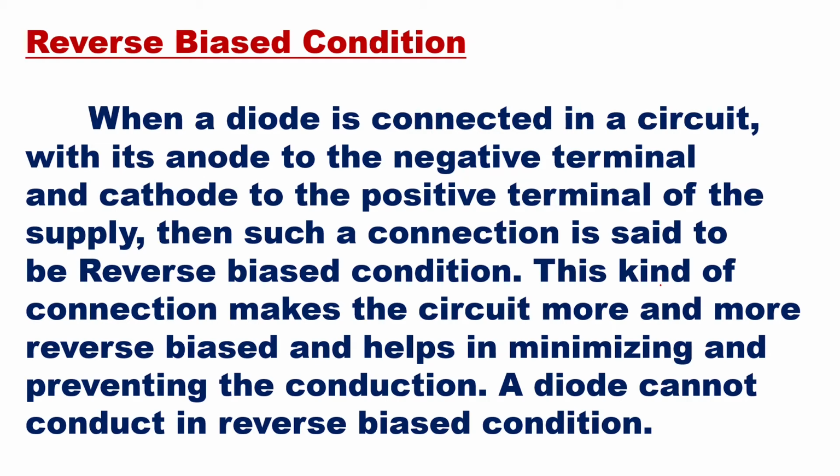Now a small theory on reverse bias condition: when a diode is connected in a circuit with its anode to the negative terminal and cathode to the positive terminal of the supply, such a connection is called reverse bias condition. This kind of connection makes the circuit more and more reverse biased and helps in minimizing and preventing the conduction. A diode cannot conduct in reverse bias condition. So no majority charge carriers, that is holes from the P side and electrons from the N side, can cross over. There is no flow of current due to majority carriers in reverse bias condition.